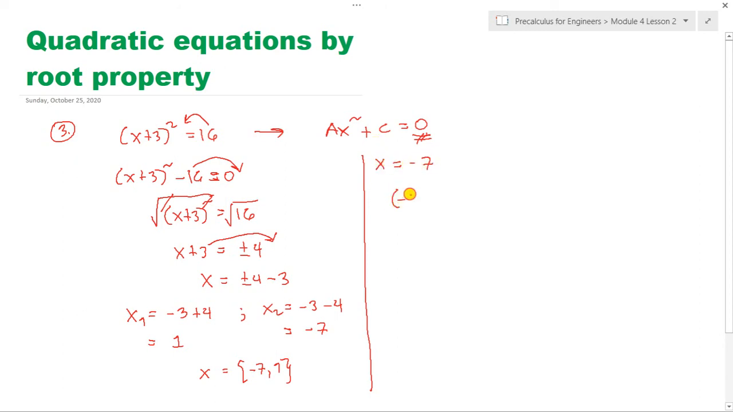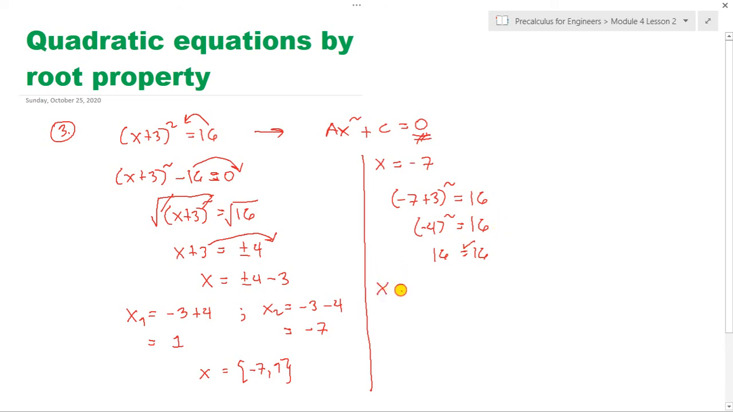So we have here (-7 plus 3) squared is equal to 16. So let's verify. -7 plus 3 is equal to -4. Then squared is equal to 16. So -4 times -4 is positive 16. So therefore, the equation is correct. So our first solution is correct.